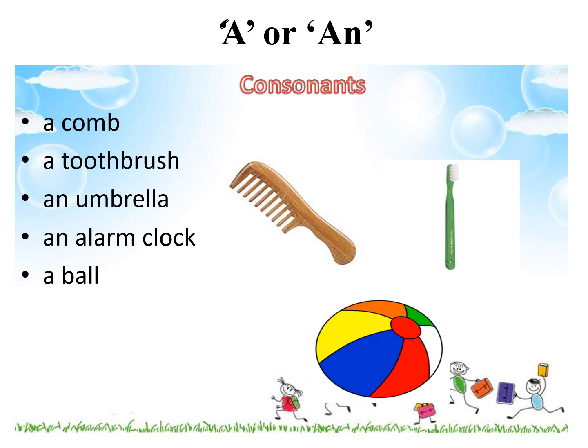There are three words in Jenny's list that start with a consonant. Can you tell what they are? Yes, comb, toothbrush, ball. The word comb starts with a consonant C and has consonant sound K. The word toothbrush starts with a consonant T and has consonant sound T. The word ball starts with a consonant B and has consonant sound B. So we put article a before these words.